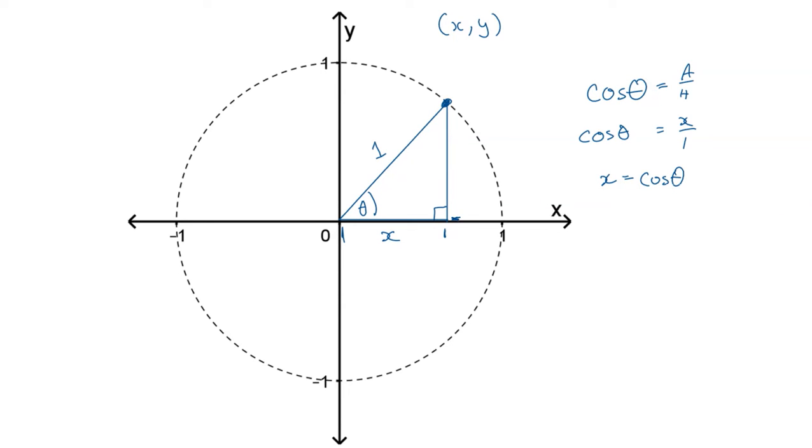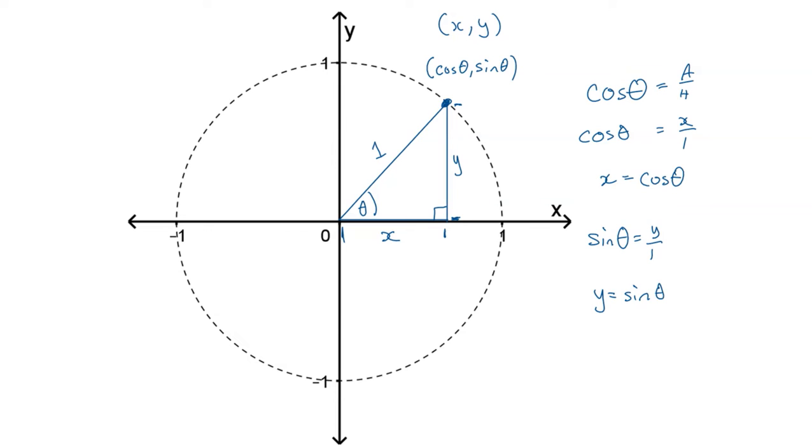And if this length is y, then sine theta is y over the hypotenuse, which is 1, which is y, because it's opposite over hypotenuse. So if the length of x to that point is cos theta and the length of y to that point is sine theta, the coordinates of that point are cos theta, sine theta. So this is an important idea.